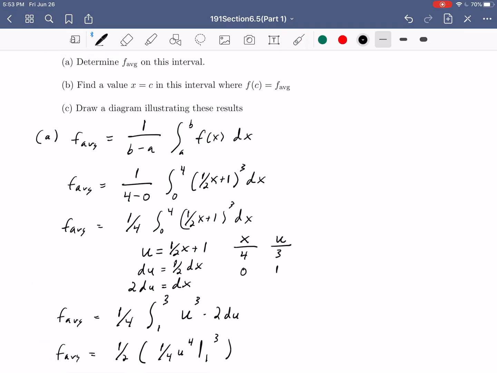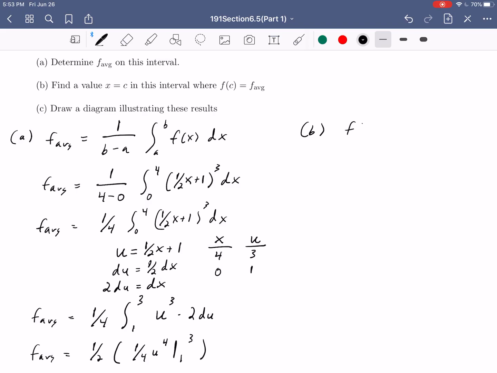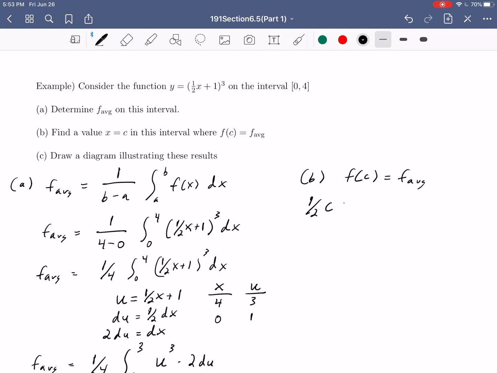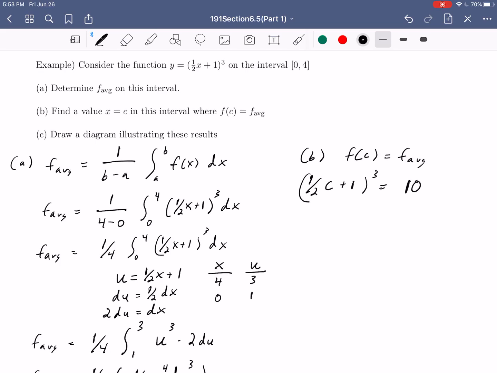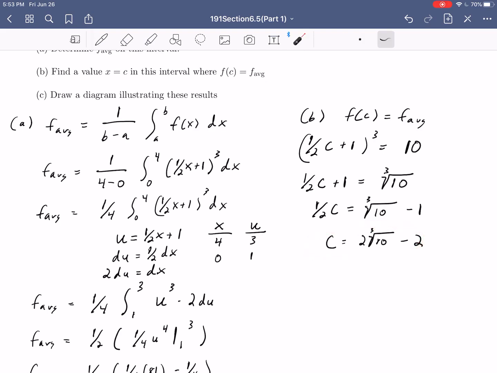All right, let's go ahead and find where our function achieves this. So we're going to take f of c equal to f average. F of c, of course, is just (1/2 c plus 1) cubed, and we're going to need to set that equal to 10. It's going to be a little bit messy here. We're going to get 1/2 c plus 1 equals the cube root of 10, which is not ideal, but that's okay. 1/2 c equals the cube root of 10 minus 1. And if we multiply by 2, we get 2 times the cube root of 10 minus 2. So we achieve our average value at this weird 2 times the cube root of 10 minus 2.